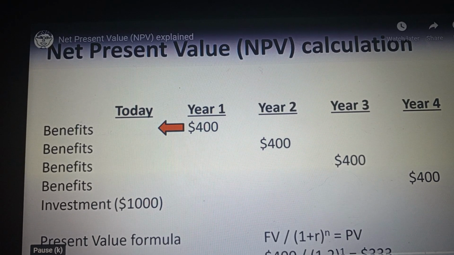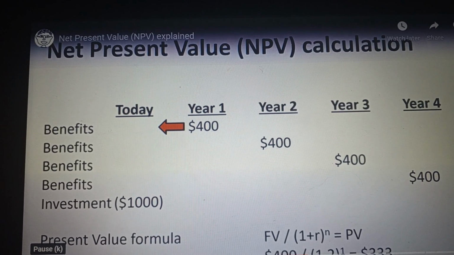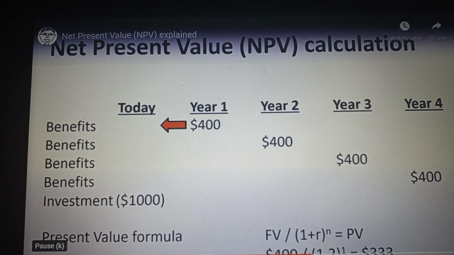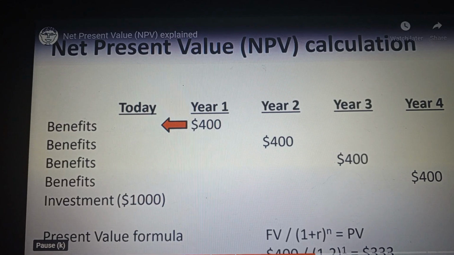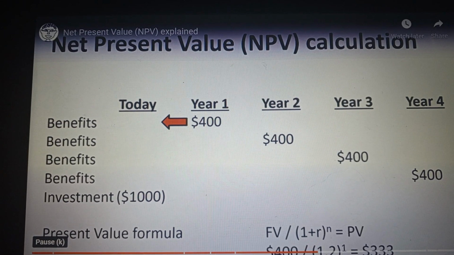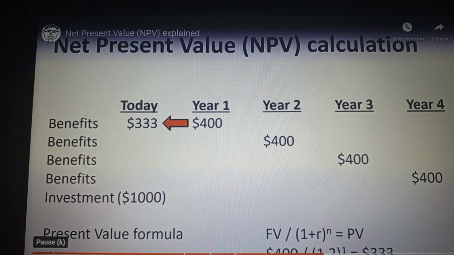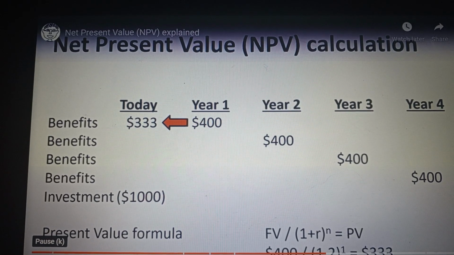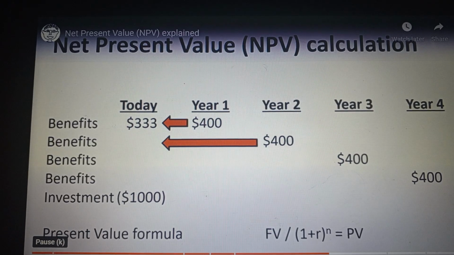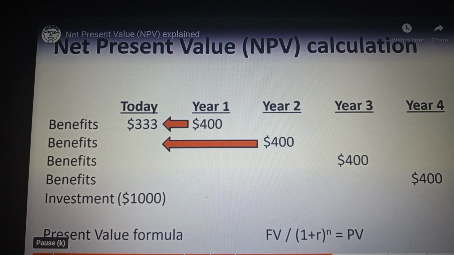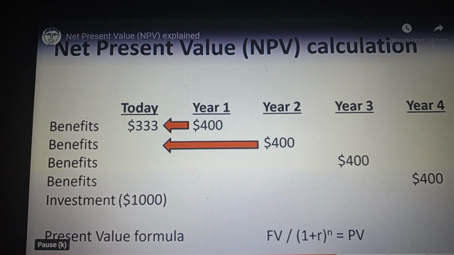1 plus 20% equals 1.2. $400 divided by 1.2 equals $333. The present value of a nominal amount of $400 1 year from now is $333 as today's equivalent. What is the present value of a $400 benefit that we expect 2 years from now?